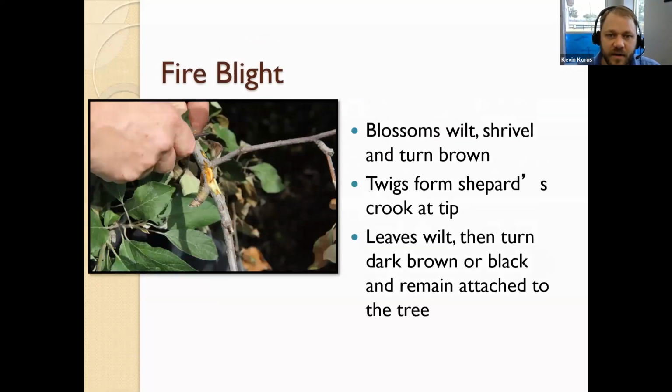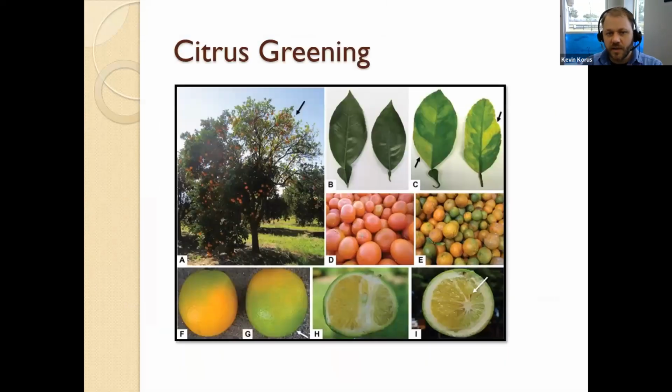Cedar apple rust is big, but we don't have a lot of apples in Florida. Fire blight, we talked about a little bit, but I do just want to quickly cover citrus greening because it's also kind of an interesting disease complex.